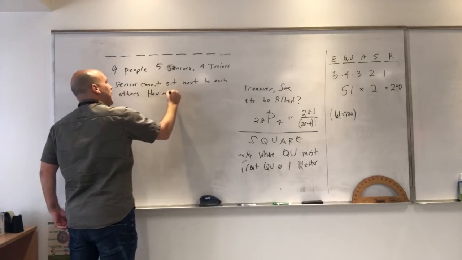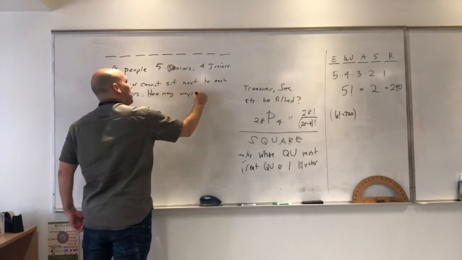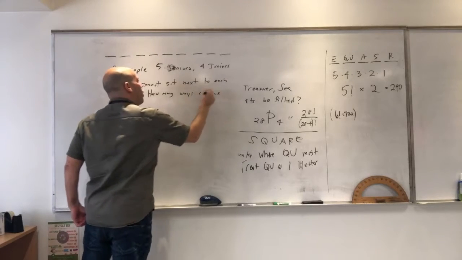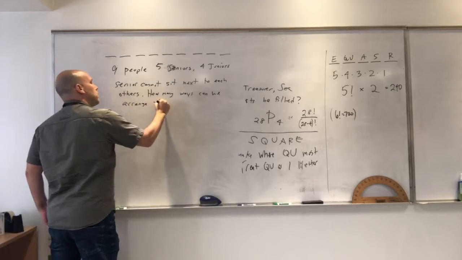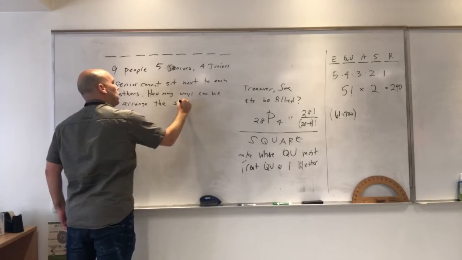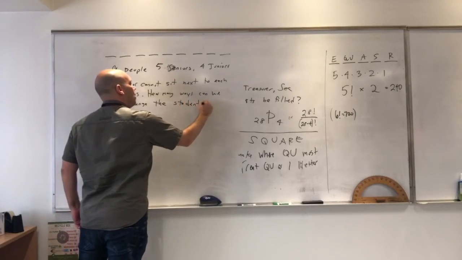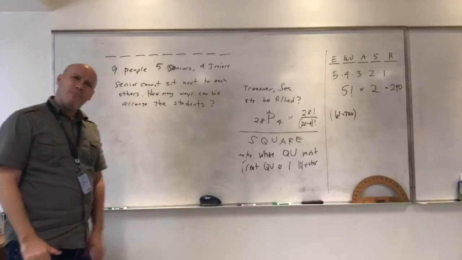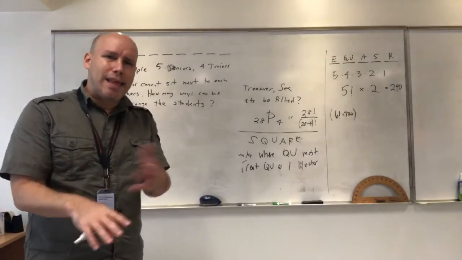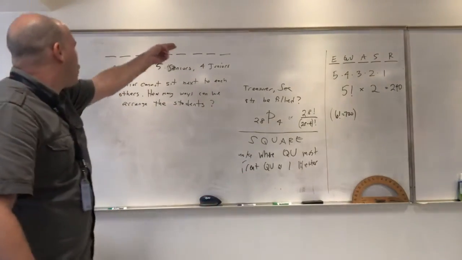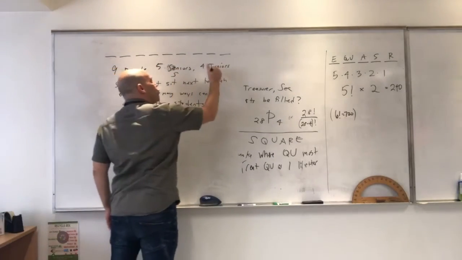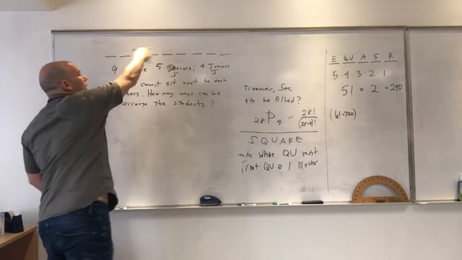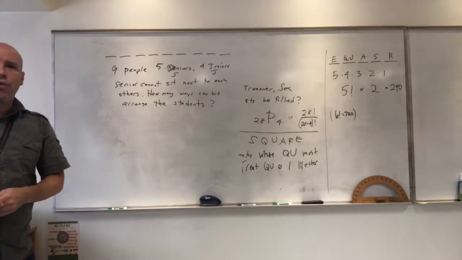How many ways can we arrange the students? Pause the video for a second. Think about this. How are we going to arrange them? 5 seniors, let's call them S. 4 juniors, we'll call them J. I have to put them here, but once again, they can't sit next to each other.